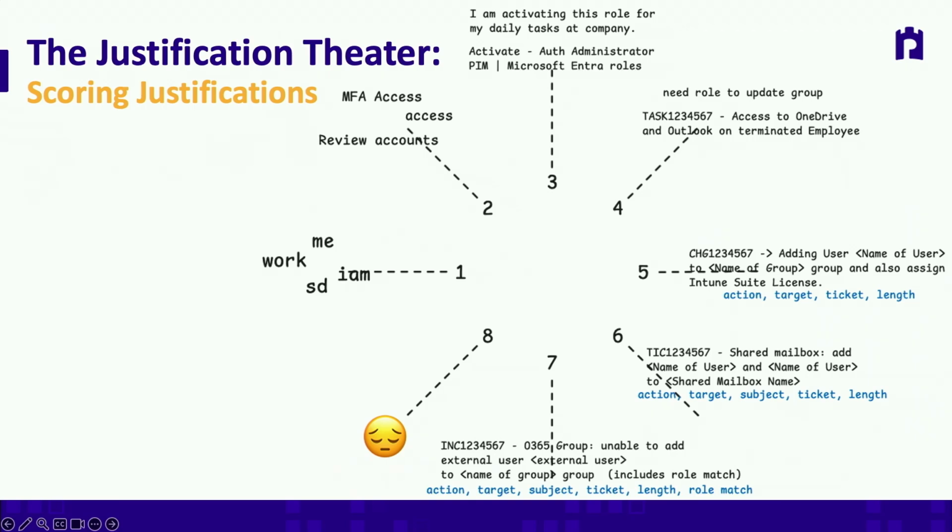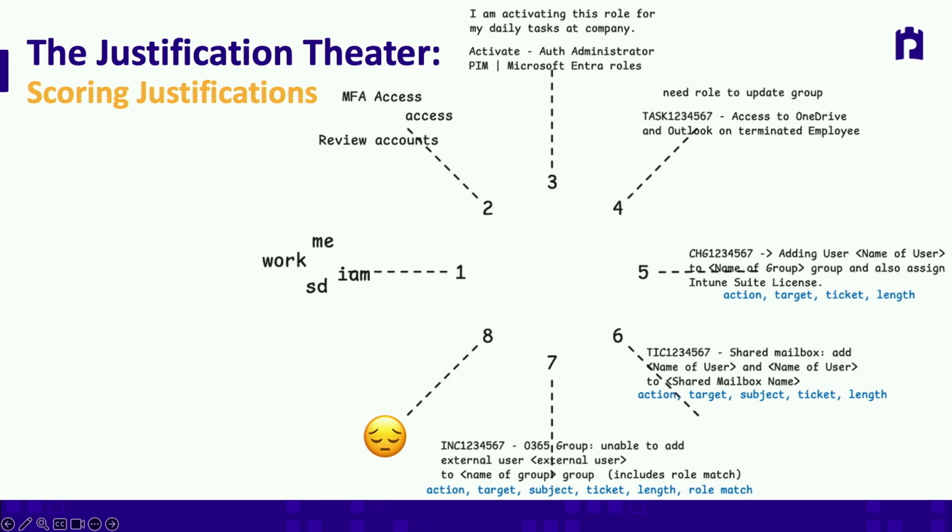But if you look at like 4, need role to update group, 3, I'm activating this role from my daily tasks at the company, service desk, like I mentioned before. And this is part of the issues that we've created. And so then me, work, IM, and then again, SD for service desk. And keeping in mind that those at level 1 actually happen thousands of times each.